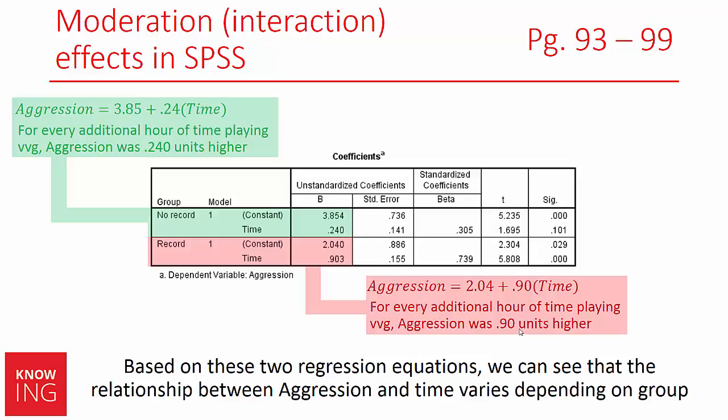So it's very important to know that this relationship here is heavily moderated by the variable group, record or no record.